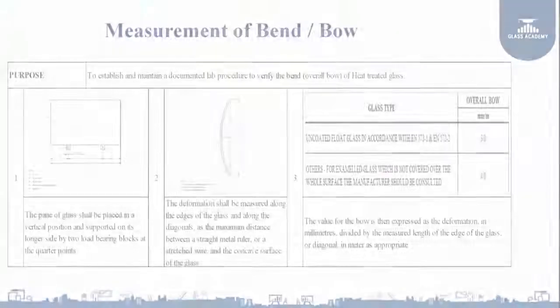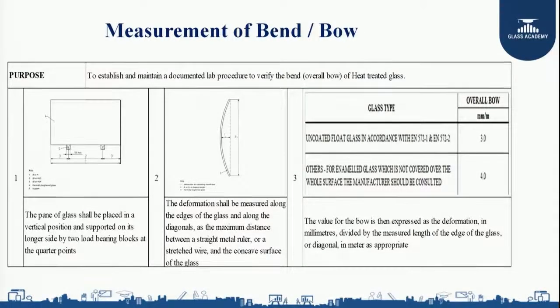Next, let us understand the concept of bend or bow in a glass. As the glass passes through heating and cooling in the heat treatment process, it acquires bend or bow. So this is one test. Now we are going to see how to measure bend or bow on a glass. Purpose: to establish and maintain a documented lab procedure to verify the bend or bow of a heat treated glass. The bend or bow for a heat strengthened or a toughened glass is measured the same way; the SOP, the process and the setup remain the same.